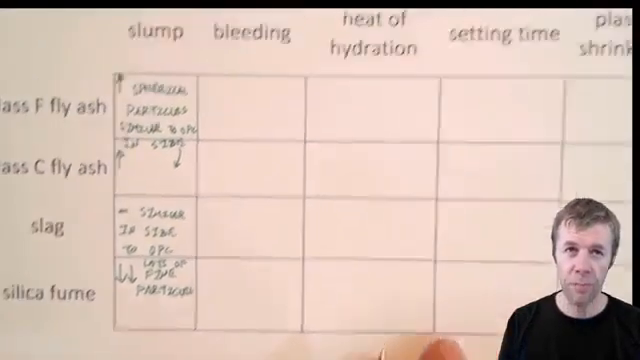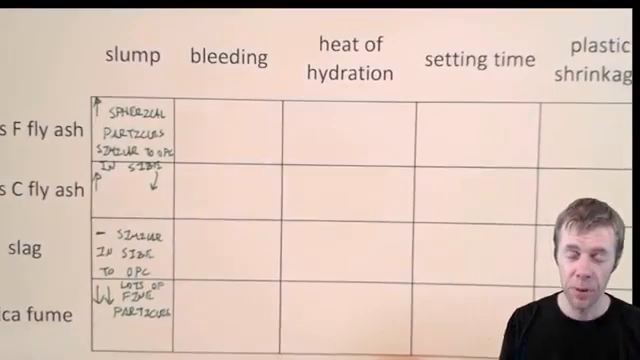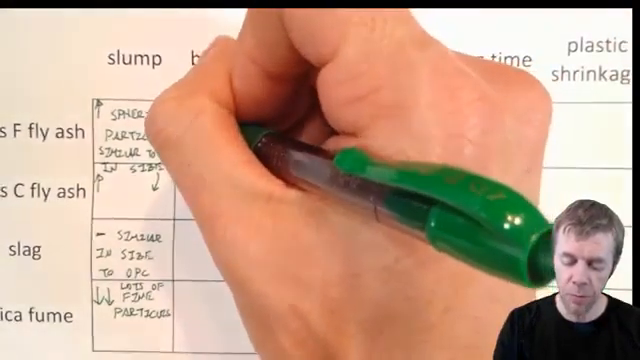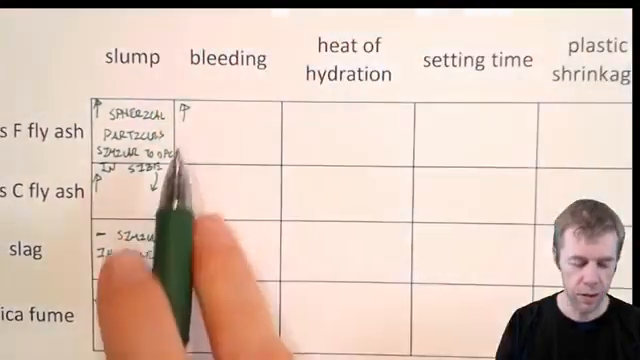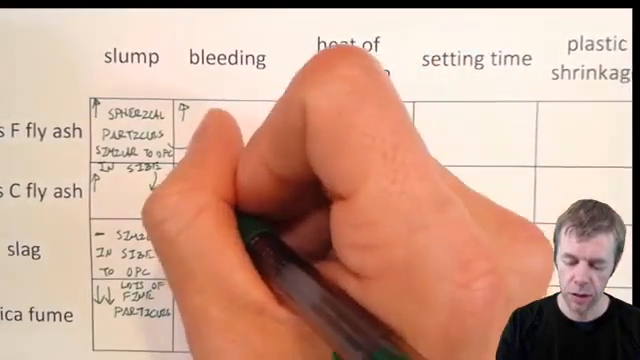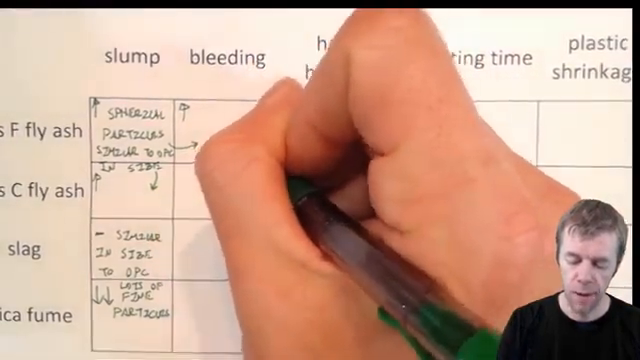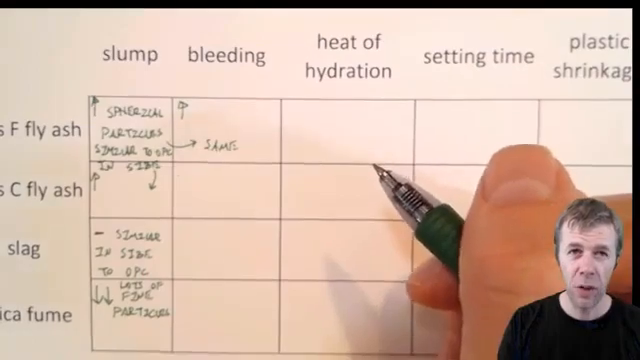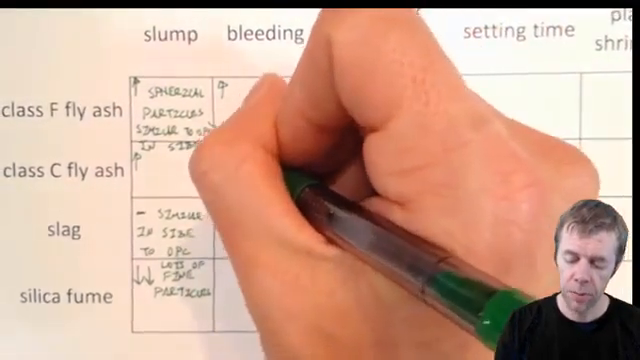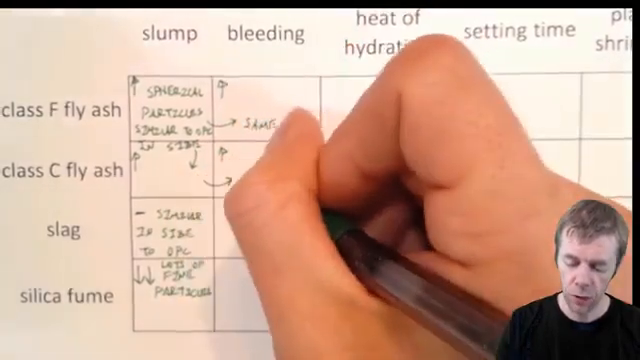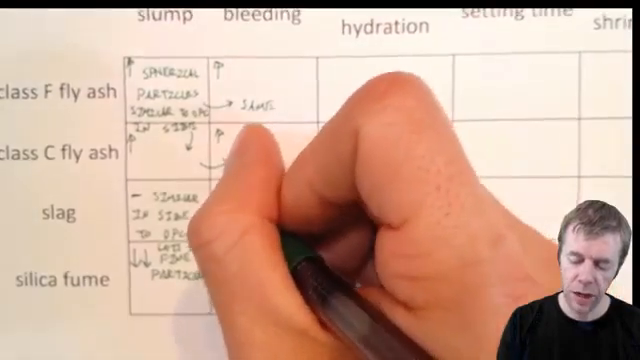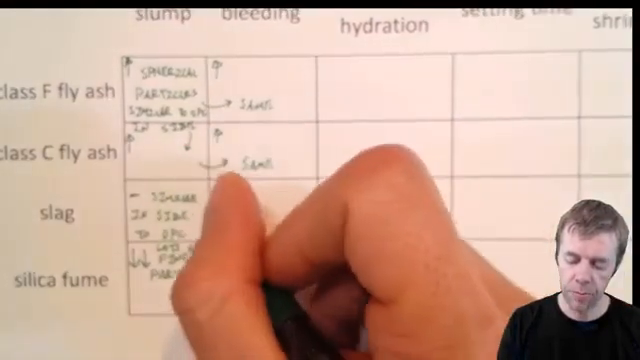Now let's move over to our friend bleeding. Bleeding is how much surface water comes up. And this is going to be the same. It will bleed more than OPC. Okay? And it's for the same exact reason. And then class C ash, it's going to do the same thing. It's going to bleed more. And also, same reason. And slag is going to have about the same performance as slump.